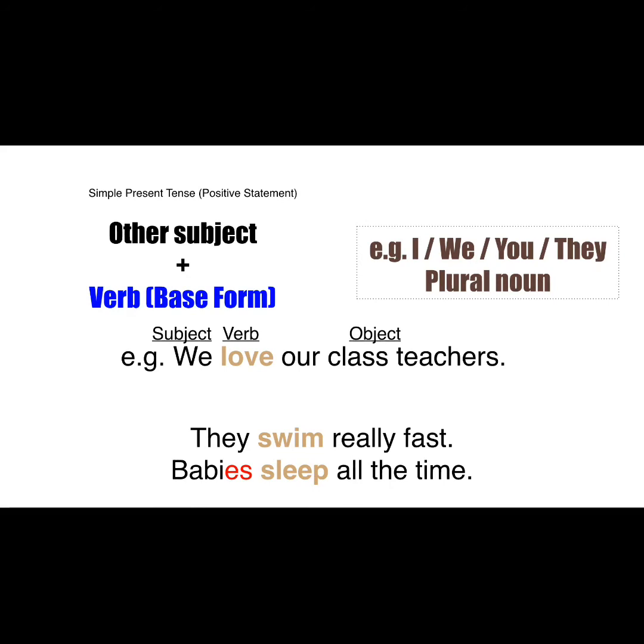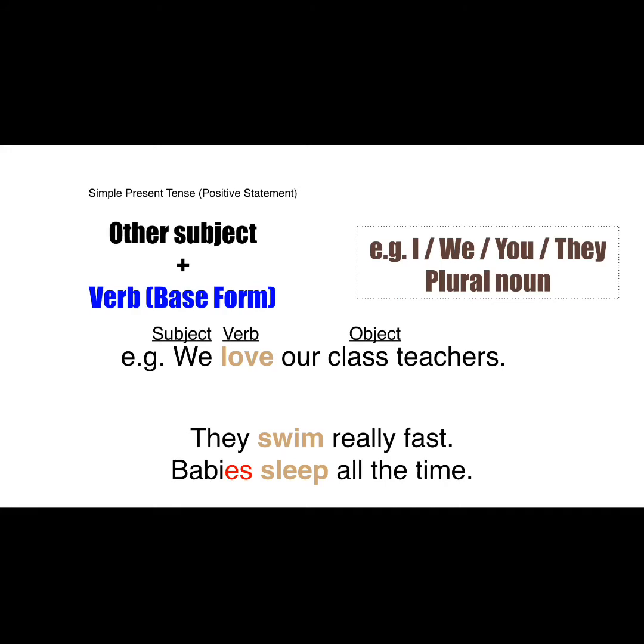If we don't see third person singular subjects in the sentence, then we just need to use the base form of the verb for all other subjects in simple present tense, which means that you don't need to add s or es after the verb. Following those non-third person subjects or plural nouns, such as I, we, you, they, or plural nouns. Let's take a look at these examples.